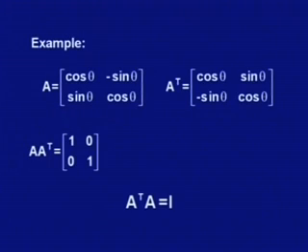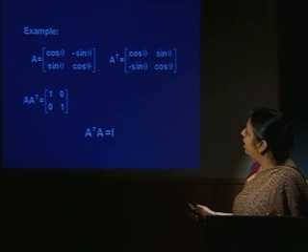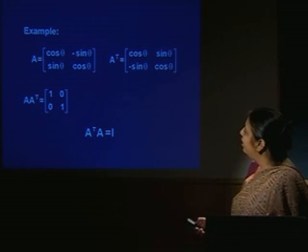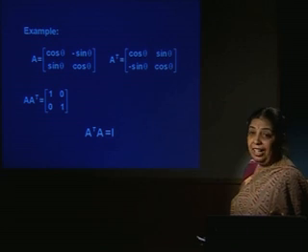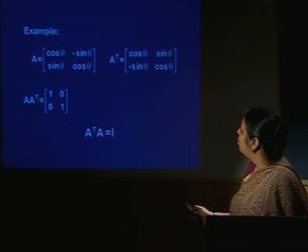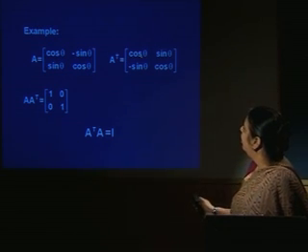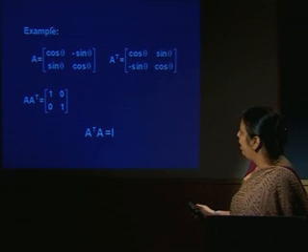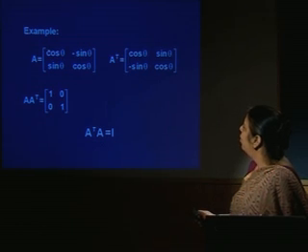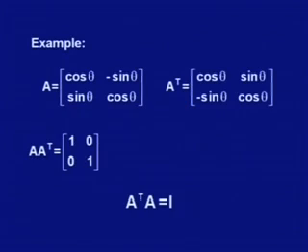The other example is we have a 2 by 2 matrix A, cos theta, minus sin theta in the first row, sin theta, cos theta in the second row. Then A transpose happens to be cos theta, sin theta; this column becomes this row and this column becomes this row. If you multiply the two, cos square theta plus sin square theta, that is 1. Cos theta multiplied by sin theta minus sin theta multiplied by cos theta, they will cancel out. So, this element is 0.